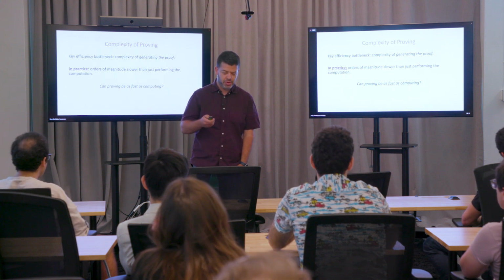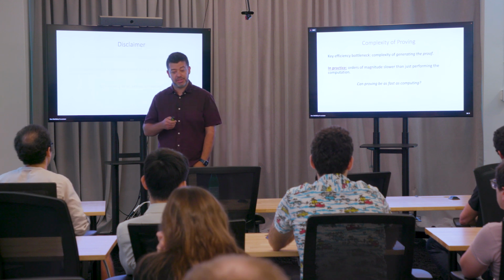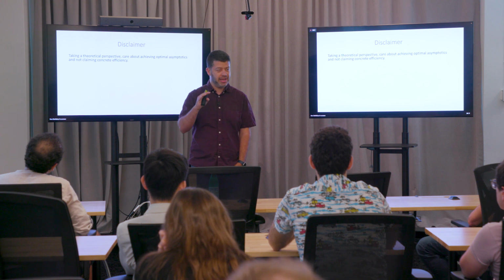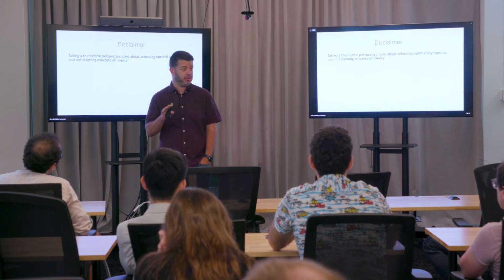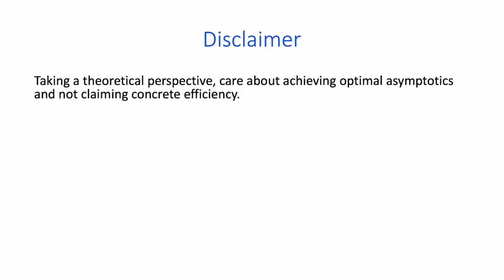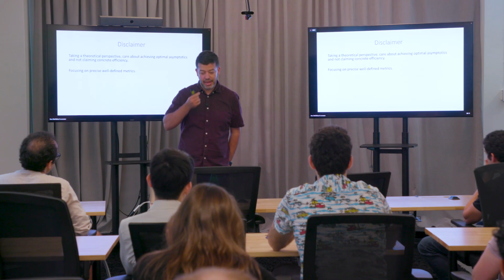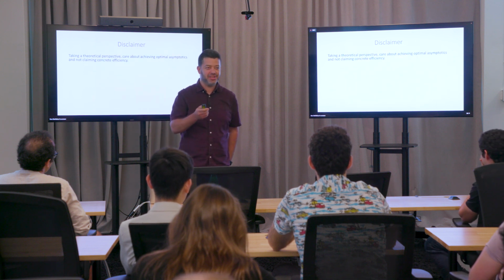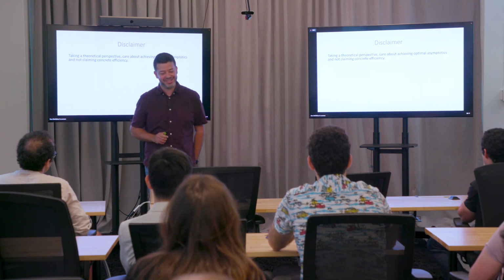Before telling you what the results are, let me start with a disclaimer. Throughout this talk, and in the results that I state, I'm going to be taking a theoretical perspective. So I'm going to be talking about the asymptotic behavior of proving correctness, achieving in some cases optimal, in some cases close to optimal asymptotic behavior. I am not claiming concrete efficiency. But I'll say in a second why you should not leave the talk in this minute.